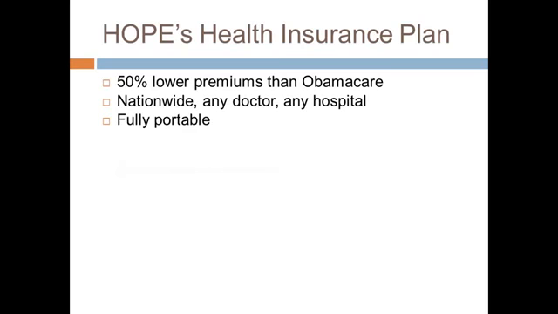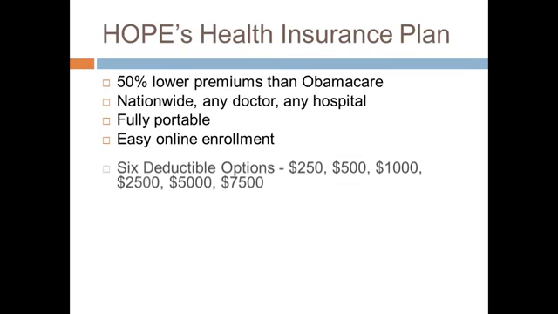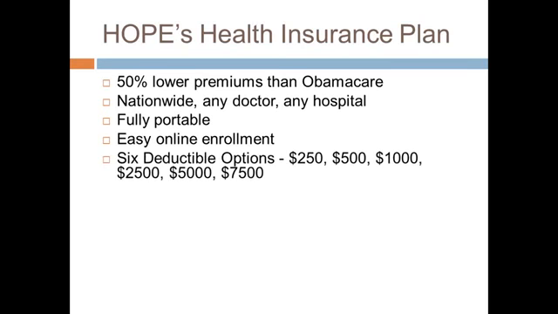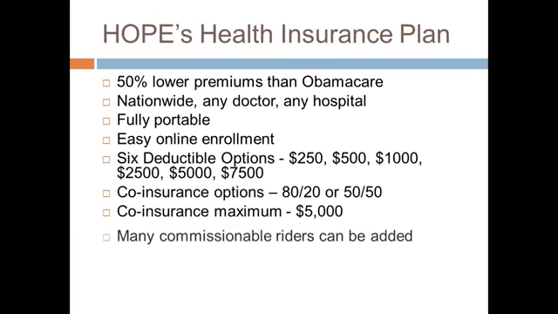It's fully portable, means you can take it anywhere. You enroll online, yourself included. If you do not have health insurance and you can't afford Obamacare, you are welcome to enroll. I'll show you how to do that here at the end. The deductibles start as low as $250, go all the way to $7,500. Again, higher the deductible, lower the premium. Coinsurance can be 80/20 or 50/50, and maximums are $5,000.